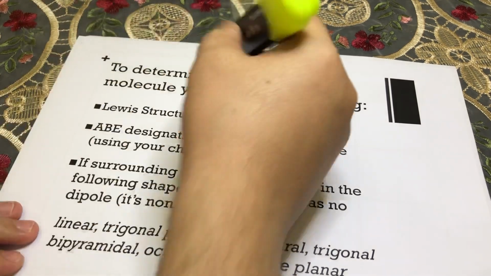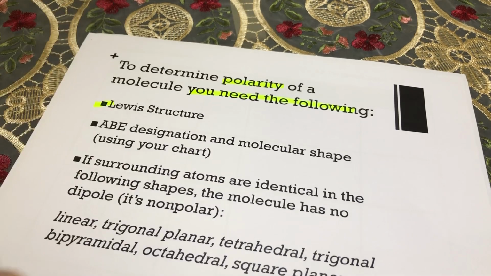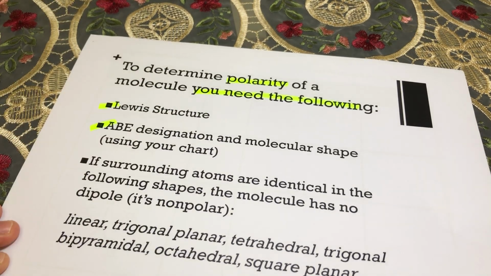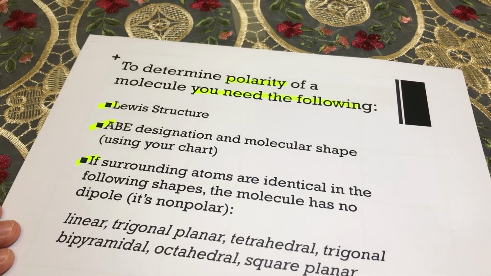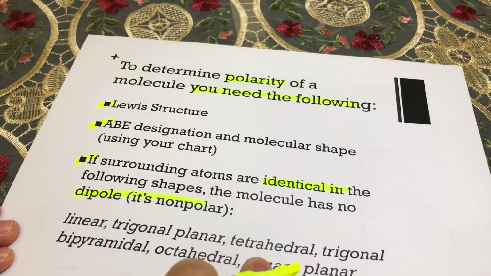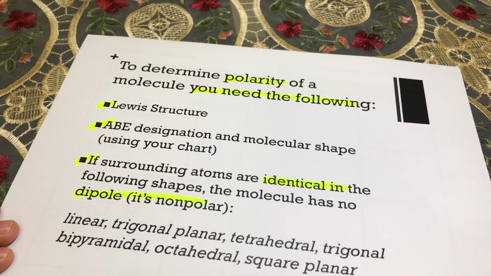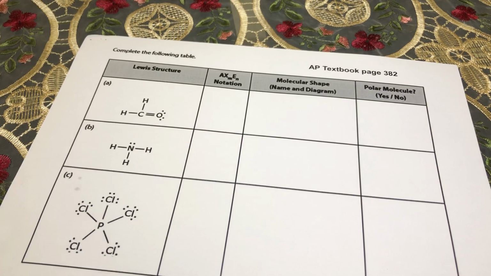To determine polarity, we need to do the following. First of all, we should draw the Lewis structure. Second, we write the formula in AXE notation. At this point, if the surrounding atoms are identical in the following shapes, the molecule has no dipole, so it's not polar. If we have identical atoms for linear, trigonal planar, tetrahedral, trigonal bipyramidal, octahedral, or square planar, the molecule is nonpolar. Right now, we have examples.